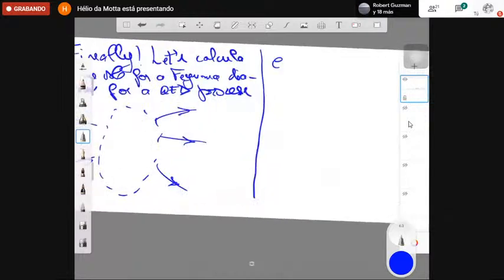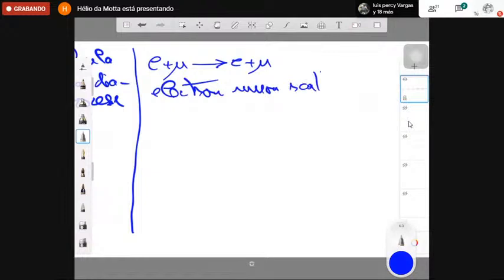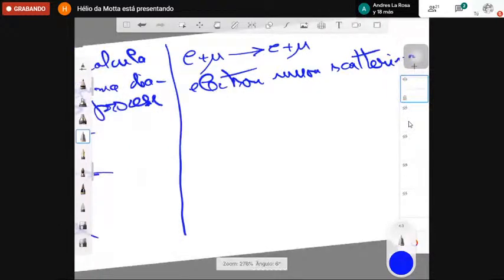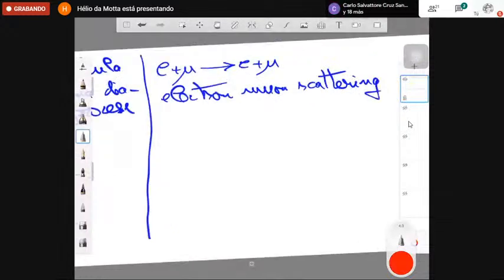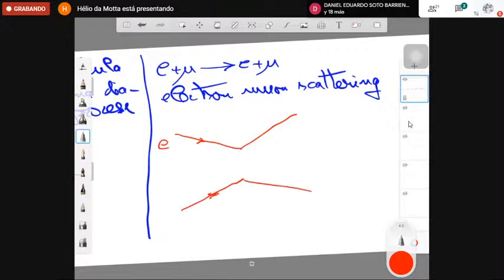An electron interacting with a muon, producing an electron and a muon. That's electron-muon scattering. Basic situation: we have one electron and one muon, and they scatter from each other. What would be the simplest Feynman diagram for this event? Here I have the electron, and here I have the muon. They exchange a photon here, since we're talking about quantum electrodynamics. And here we have again the electron and the muon.